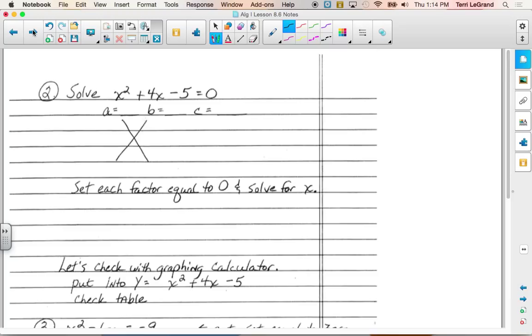In fact, you're going to do this one on your own while I do it. Okay? You guys do it. Solve x squared plus 4x minus 5 equals 0.